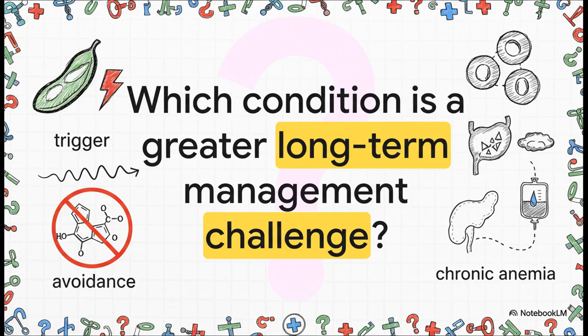But that leads to a bigger clinical question, a final thought for you to take away. Now that you can differentiate them, which condition do you think presents the greater long-term management challenge for the patient? Is it the lifelong need to avoid triggers in G6PD deficiency, or is it managing chronic anemia, gallstones, and a potential splenectomy in hereditary spherocytosis? It's something to think about as you apply all this knowledge to real patient care.